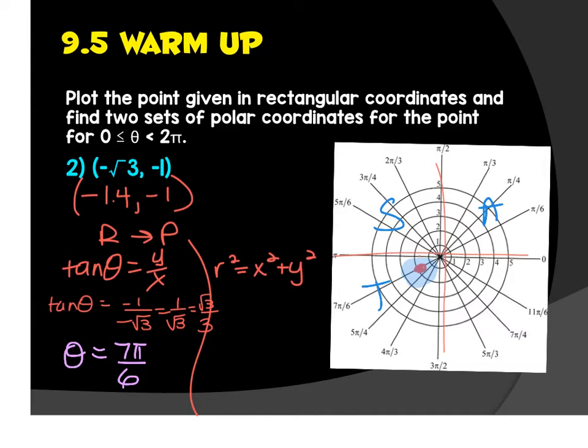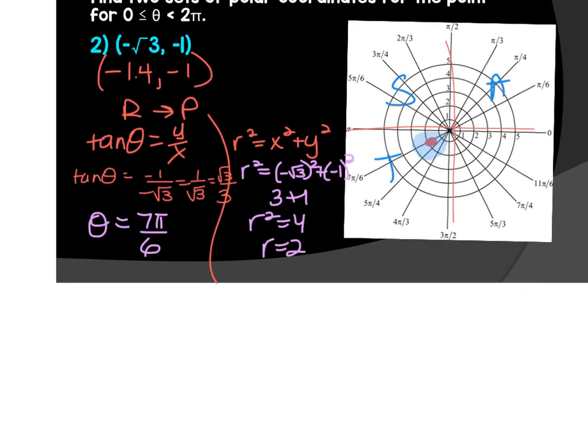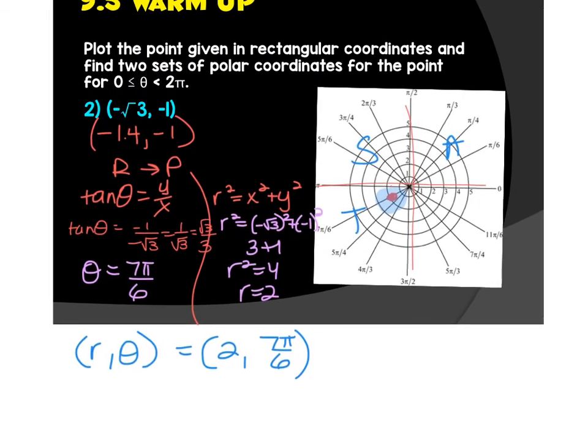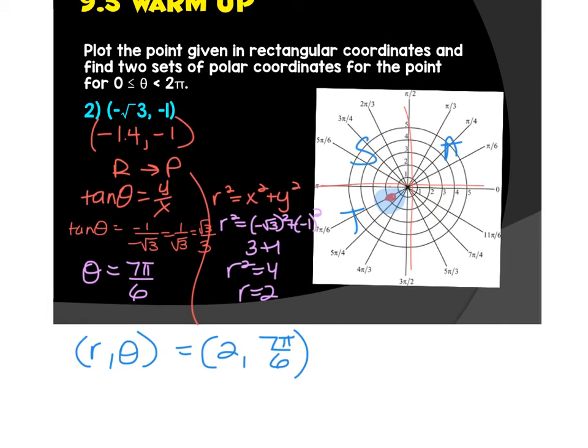And then the second part is r squared equals negative root 3 squared plus negative 1 squared. This is 3 plus 1. r squared equals 4. So r equals 2. So the first one that I could give, r comma theta, is 2 comma 7 pi over 6. And then it said give another one that falls between 0 and 2 pi. So if I'm here and I've come all the way around to this angle, if I add 2 pi, I'm outside the 2 pi range, right? Which means I've got to subtract 2 pi.